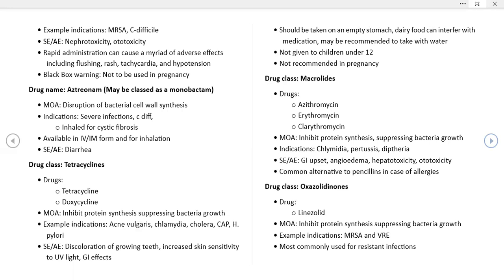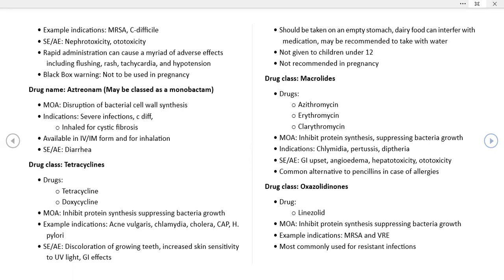Now we move on from bacterial cell wall synthesis to inhibiting protein synthesis. And that's going to be the mechanism of action for the next bunch of drugs. So we start with our tetracyclines. It's a broad class of drugs. This is considered a broad spectrum antibiotic, the tetracyclines. So we have tetracycline, doxycycline. These inhibit protein synthesis, which suppresses the bacterial growth, which ultimately leads to bacterial death.